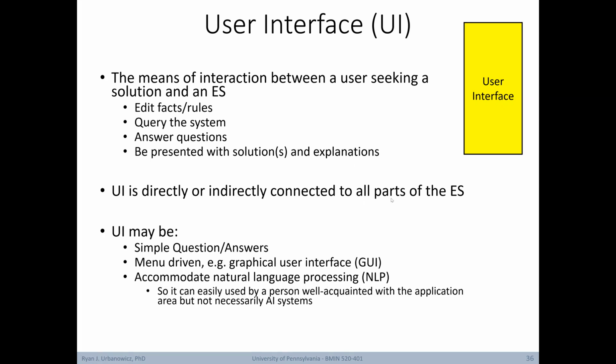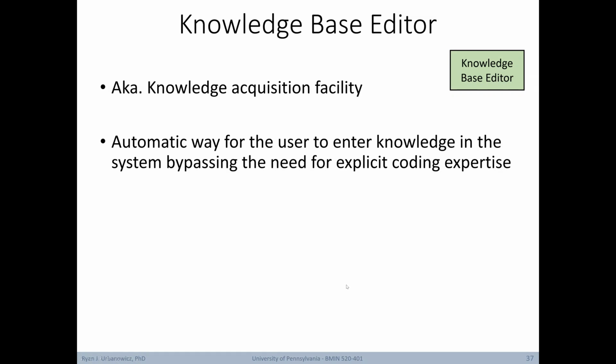The user interface itself could be simple and just provide questions or answers, or it could be more sophisticated and be some sort of menu-driven graphical user interface, or GUI. And some systems even accommodate natural language processing. This makes the system easier to use for people who might be well acquainted with the application area, but not necessarily AI systems or computer science in general. Next, we have the knowledge base editor.